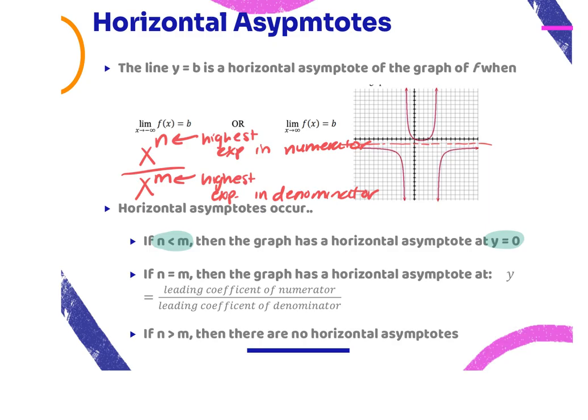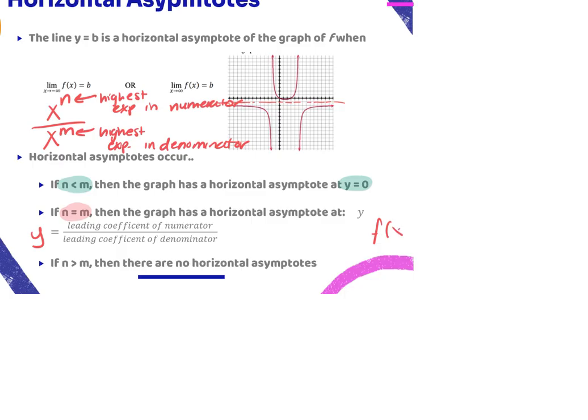If n is equal to m, then the graph has a horizontal asymptote at y equals, I know the y gets cut off on the right-hand side, but the y equals the leading coefficient of the numerator over the leading coefficient of the denominator. So that would look something like this, where the exponents in the top and the bottom are the same. And if that's the case, we literally just grab the numbers on the front of them. So y equals 4/7 would be the horizontal asymptote of this function.